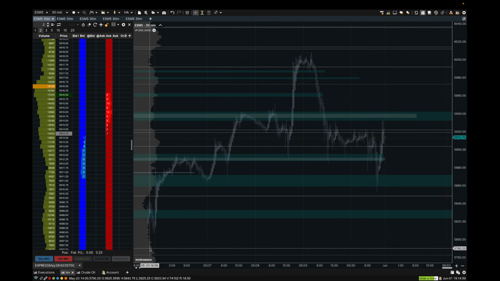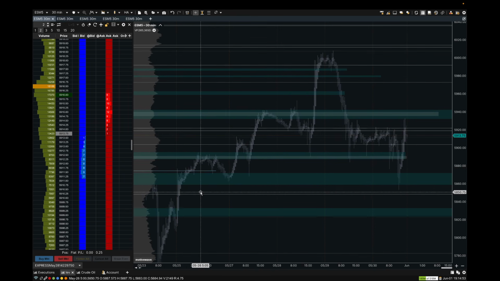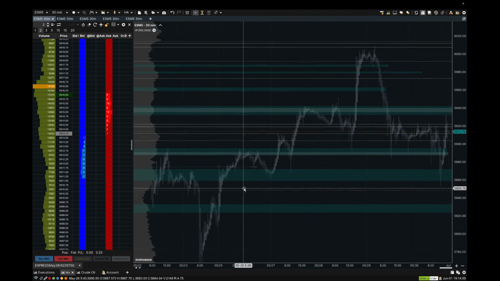The volume profile did change a bit, so the levels are a tiny bit inaccurate. I'm going to have to redo them a bit.